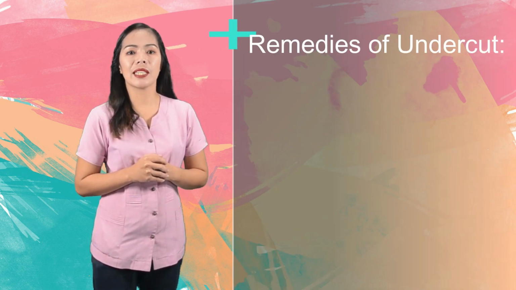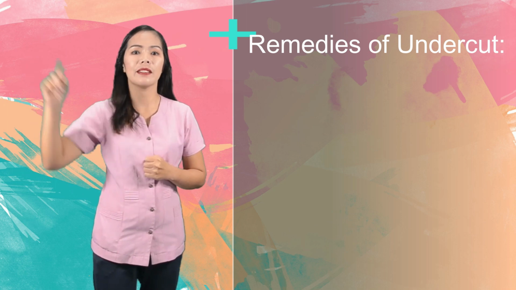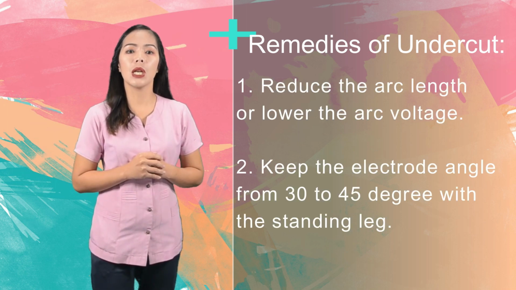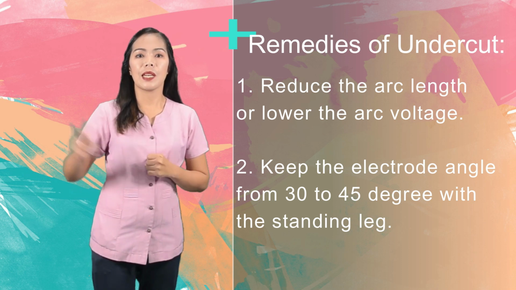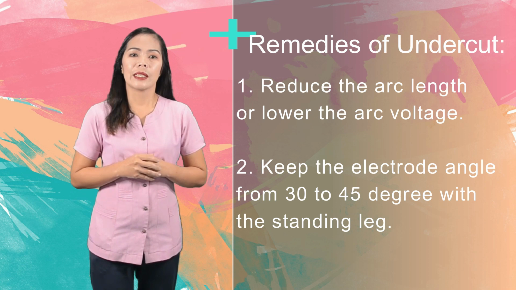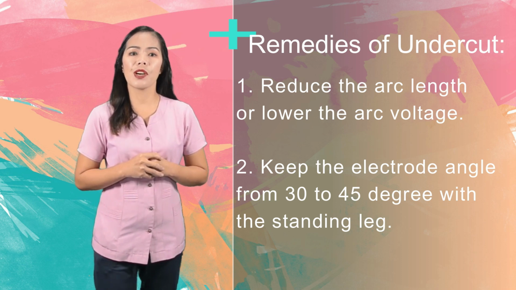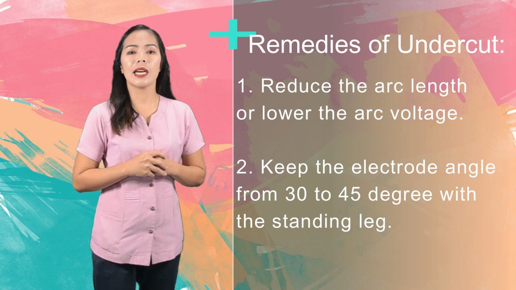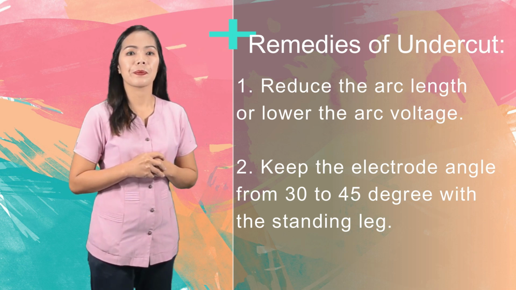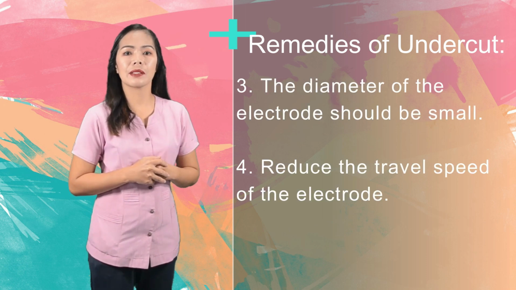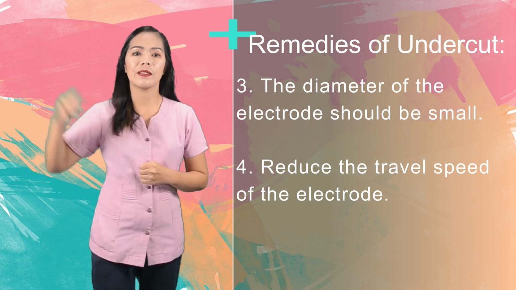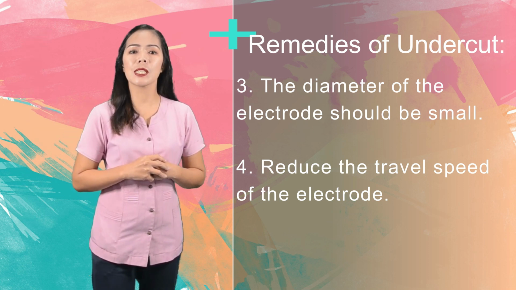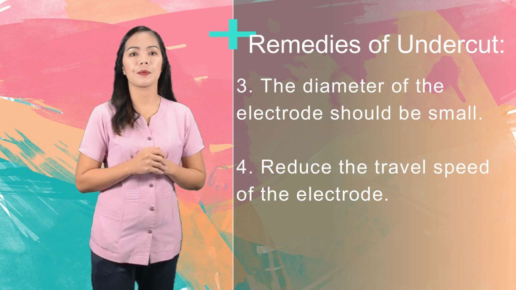Remedies for undercut. Number 1. Reduce the arc length or lower the arc voltage. Number 2. Keep the electrode angle from 30 to 45 degrees with a standing leg. Number 3. The diameter of the electrode should be small. Number 4. Reduce the travel speed of the electrode.